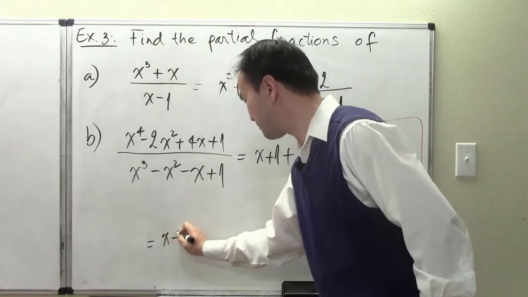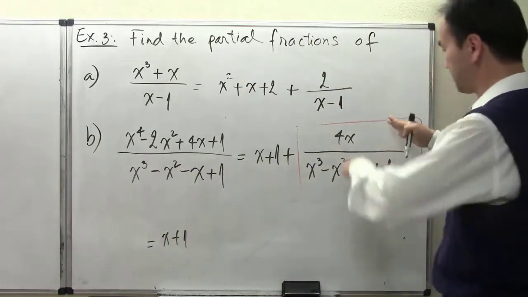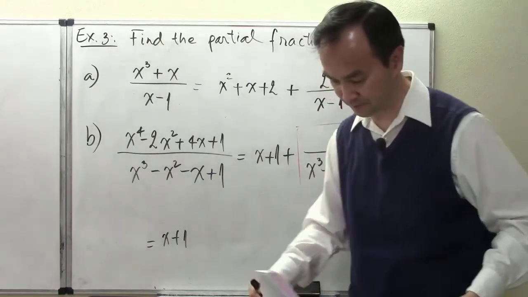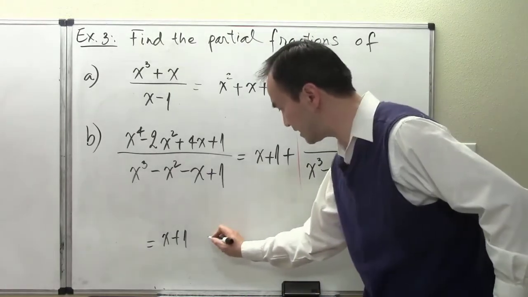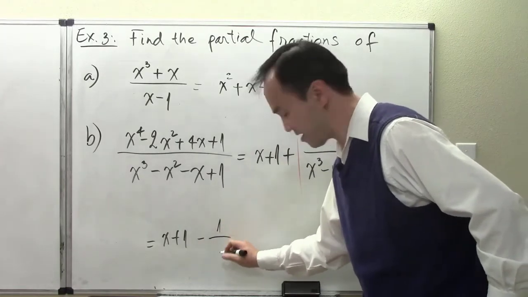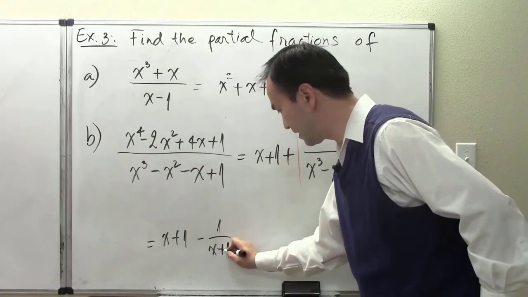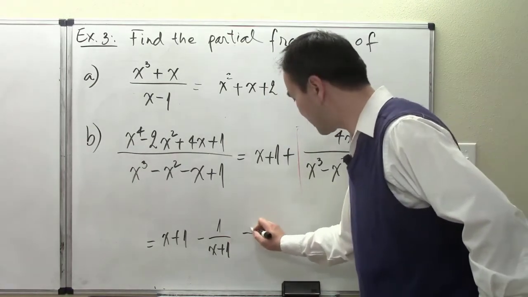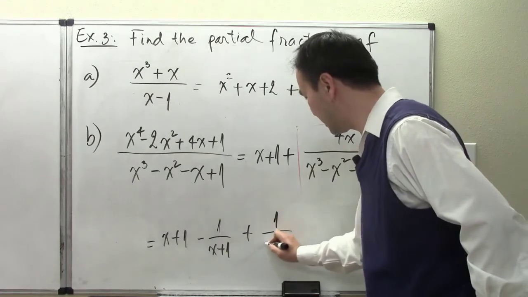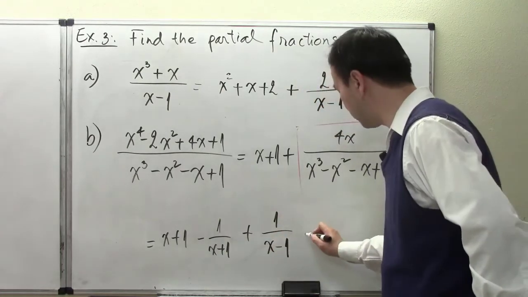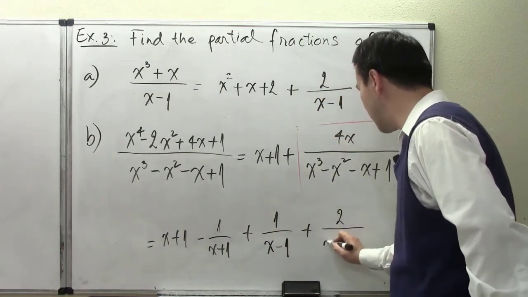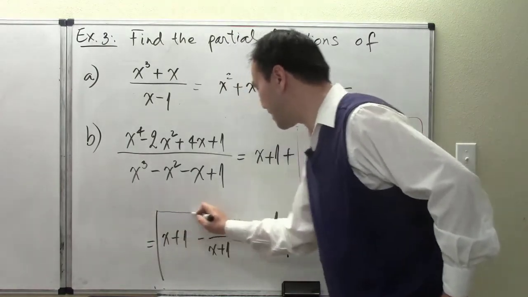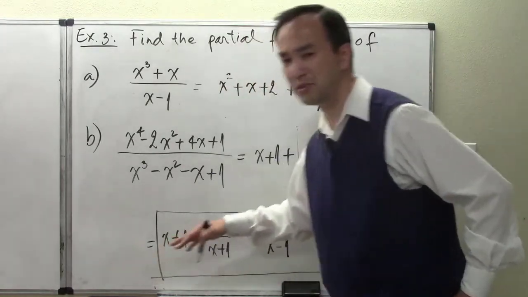x plus 1 remains the same, but the partial fraction decomposition process broke this down further, so I have minus 1 over x plus 1, according to the answer from example 1b right there, and then plus 1 over x minus 1, and plus 2 over (x minus 1) squared. And this is where we can no longer find any sub-partial fractions.